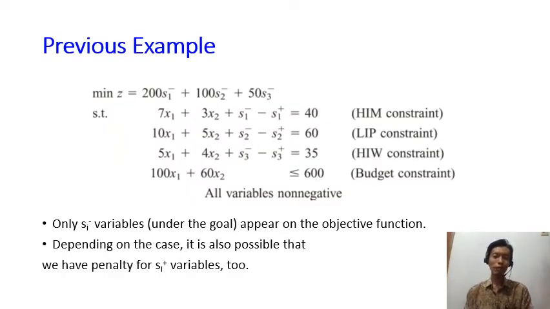So this is the previous example that we've seen. And here, as I've mentioned before, only Si minus variables appear on the objective function, because in this case, we only have the penalty when we underachieve the goal. So when we do not reach the goal of the audience, either from high-income men, low-income people, or high-income women, then we get the penalty because we do not reach that goal. But depending on the case, it's also possible that we have penalty for Si plus variables too. So let's see the next example.